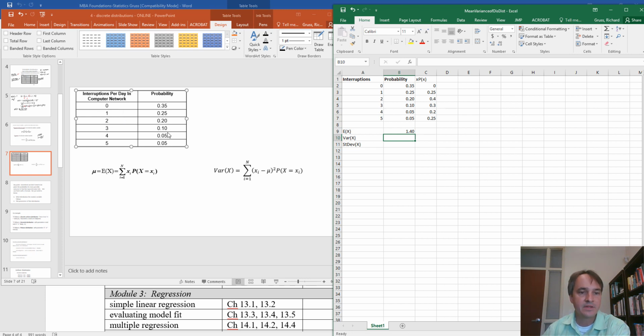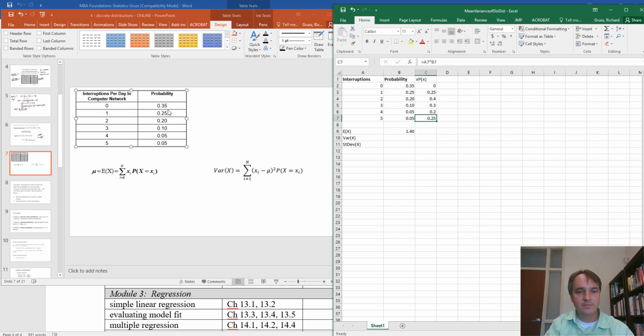But we still have kind of a long tail here going all the way up to 5. So it looks like 1.4 makes sense. So we should plan for 1.4. Now, how much variability is there in that?